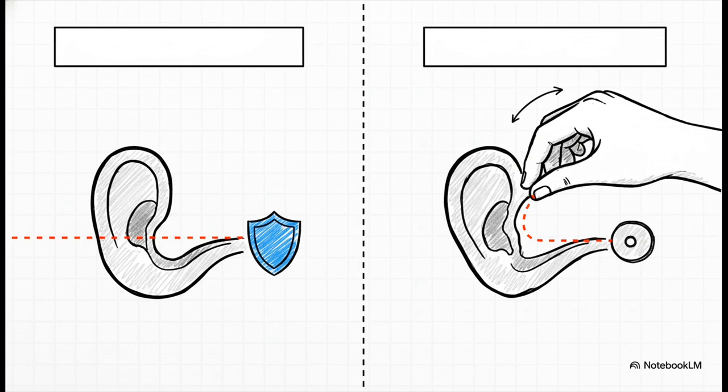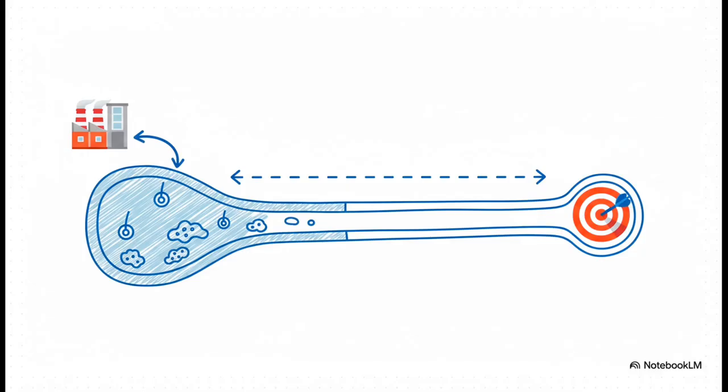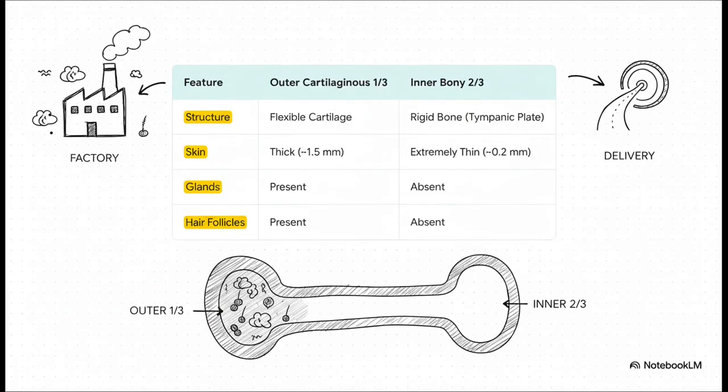They're literally straightening out that S curve just so they can get a clear view of the eardrum. Okay, so the canal isn't just one uniform structure either. It's actually split into two very distinct zones, and each one has a totally different role to play. This is a classic case of structure defining function.